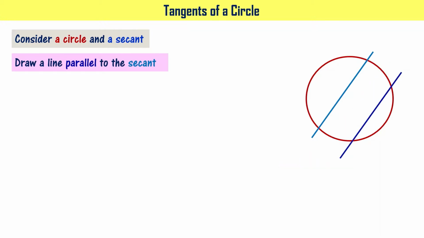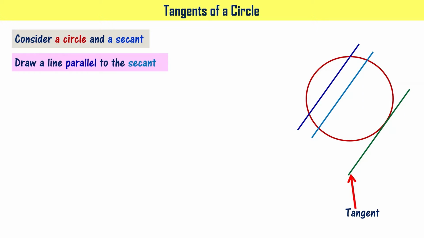Let me draw another line. This particular line is also a secant because it also intersects the circle at two distinct points, right? Let me draw another line parallel to the given secant. As you see here, this particular line is intersecting or touching the circle at only one point, right? That line is called tangent. That's what we learned just now, right?